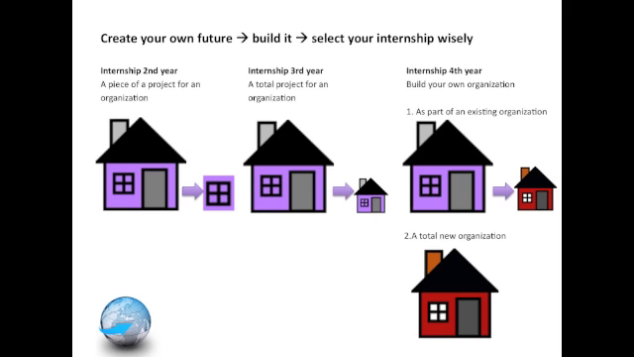Let's use a metaphor to summarize the whole story. In fact, you are working on your future. You're building your future. You're creating your own future. For that, you work with an internship. In the second year, you work on a piece of a project. In fact, you work on a piece of a house, a window. In the third year, you work on a total project, a total house, a little house. In the fourth year, you can build on your own house, maybe as a part of an existing organization, or maybe this is your own company. With the 3 levels and the 6 phases of project management, you can build your future.